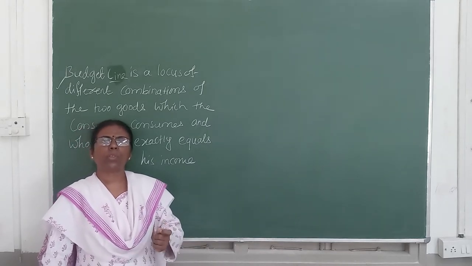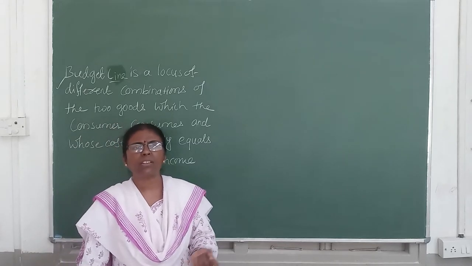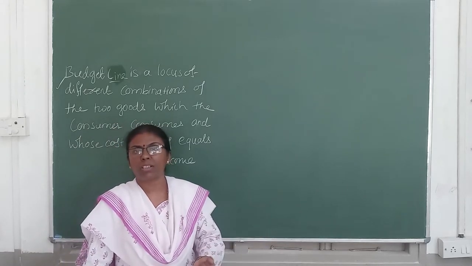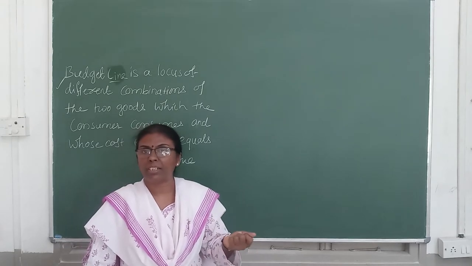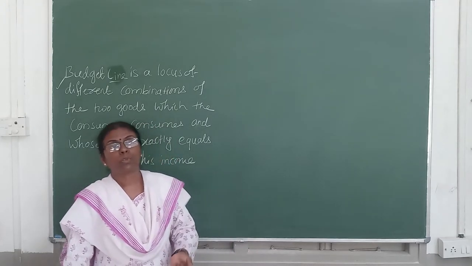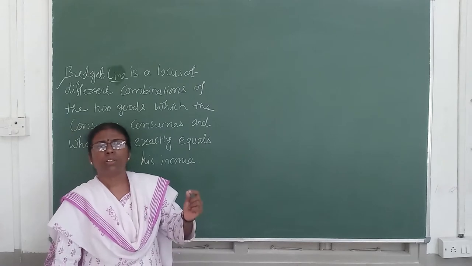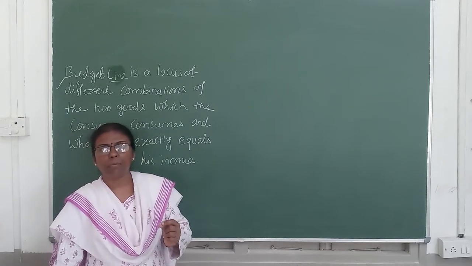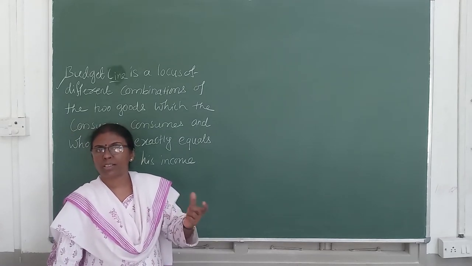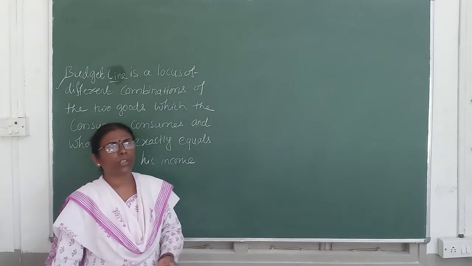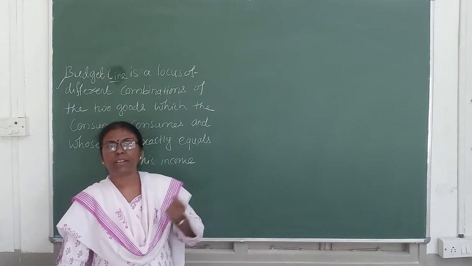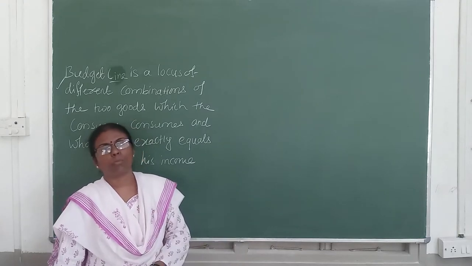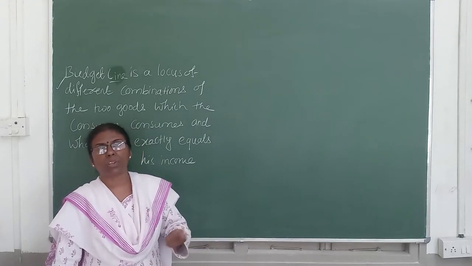We all know that in the market there are different types of goods and services available, and everyone has a limited income. So the question arises: how, with the help of limited income, are human wants satisfied? We all know that human wants are unlimited. If one want is satisfied, definitely another will crop up. These are all very interesting points.